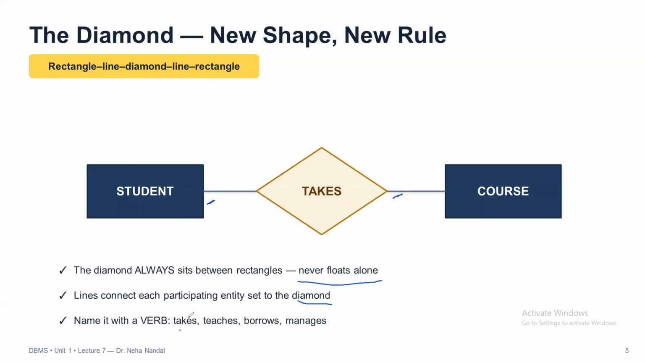Like we can give it some names like takes, teaches, borrows, manages. So always use a verb to give the names to relationships. Entities are basically nouns, and relationships are verbs. I hope you got some idea. Yes.